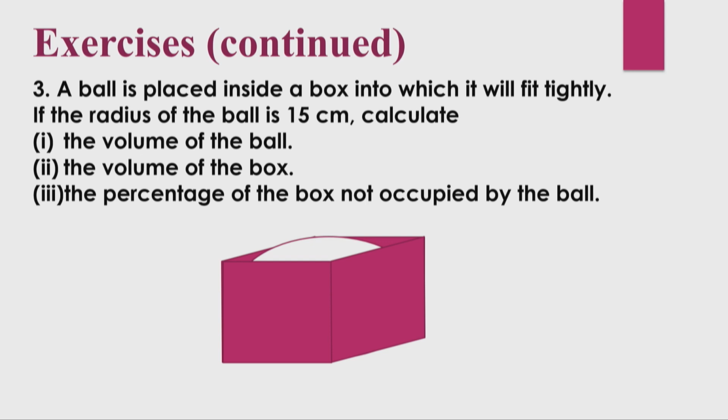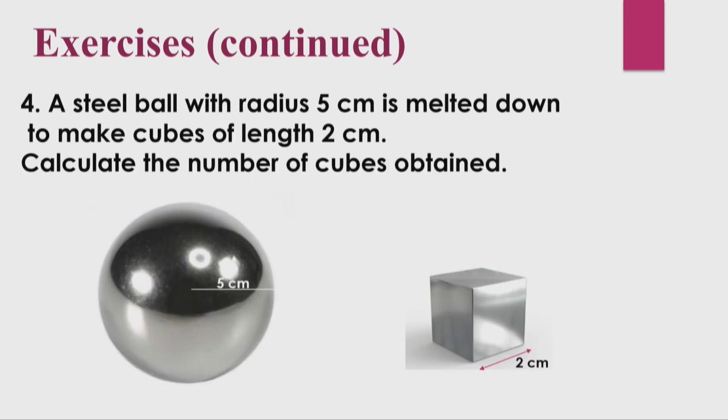Exercise 3. A ball is placed inside a box into which it will fit tightly. If the radius of a ball is 15 centimeters, calculate Part 1, the volume of a ball, Part 2, the volume of a box, Part 3, the percentage of a box not occupied by the ball. Exercise 4. A steel ball with radius 5 centimeters is melted down to make cubes of length 2 centimeters. Calculate the number of cubes obtained.